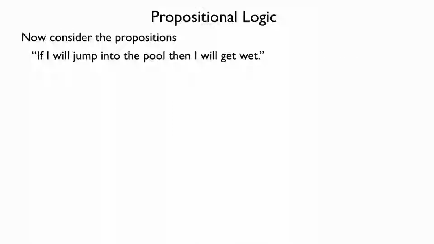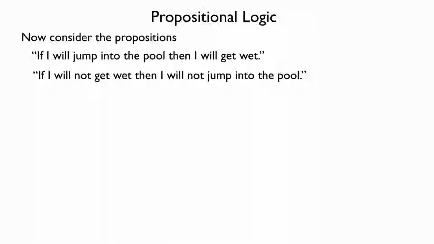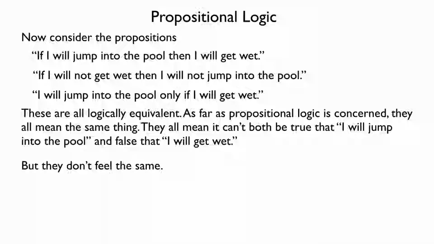Now consider the propositions. If I will jump into the pool, then I will get wet. Its contrapositive: if I will not get wet, then I will not jump into the pool. And the only if version: I will jump into the pool only if I will get wet. These are all logically equivalent. As far as propositional logic is concerned, they all mean the same thing. They all mean it can't both be true that I will jump into the pool and false that I will get wet. However, despite that, I don't think they feel the same.